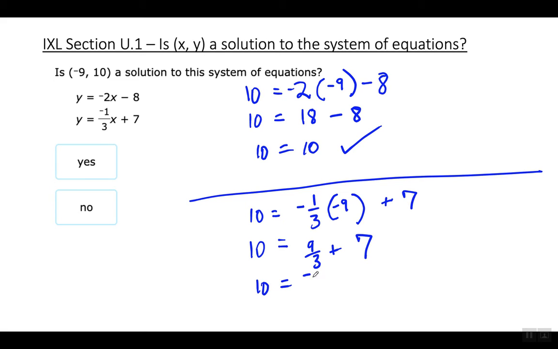And then 9 divided by 3 equals 3. And this will give you 10 equals 10. So yes, this x and y coordinate, this ordered pair, is a solution to this system of equations.